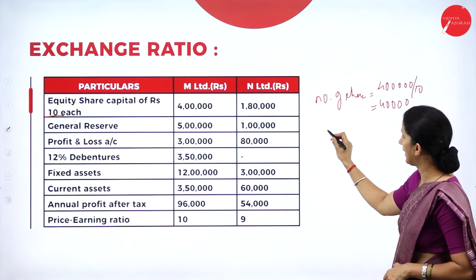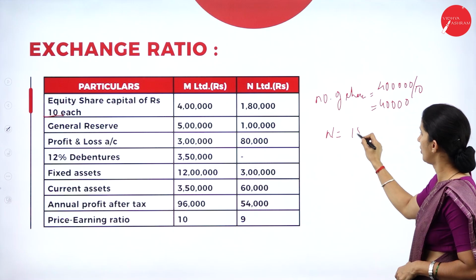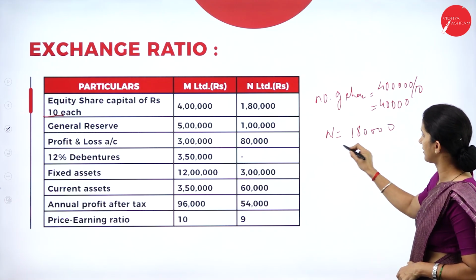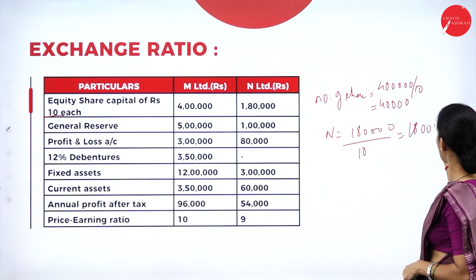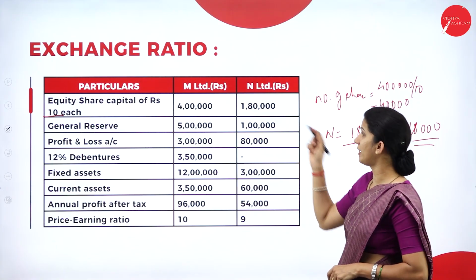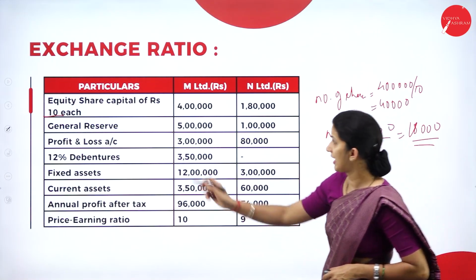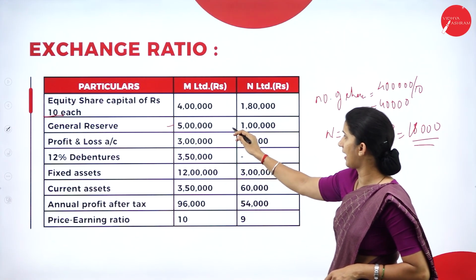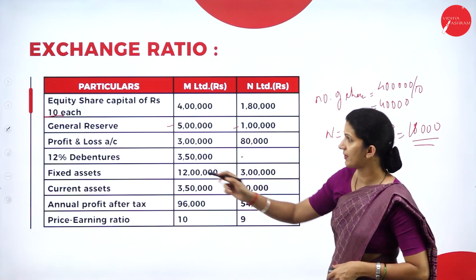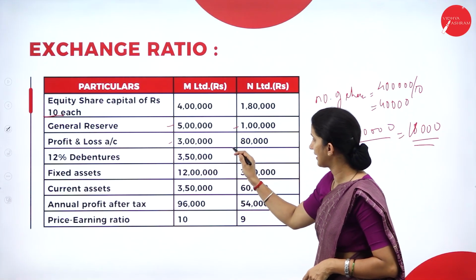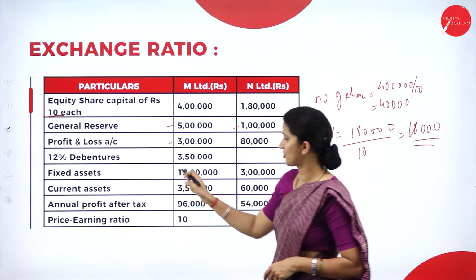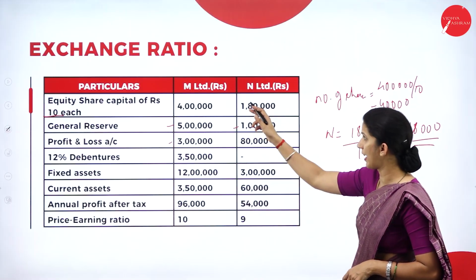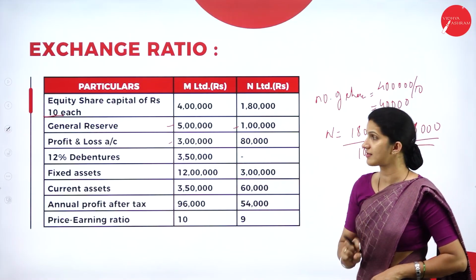And then for N Limited, here we have 1,80,000 as the capital divided by face value 10. So the 18,000 is the number of equity shares for N Limited. Then we have general reserve 5 lakh and 1 lakh. Next we have profit and loss account 3 lakh and 80,000. Then we have 12% debentures 3,50,000 for M, and for N Limited it is nil.